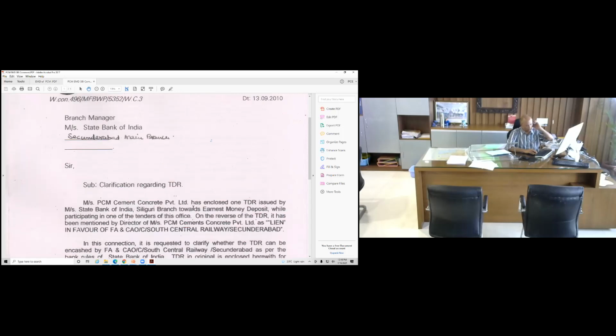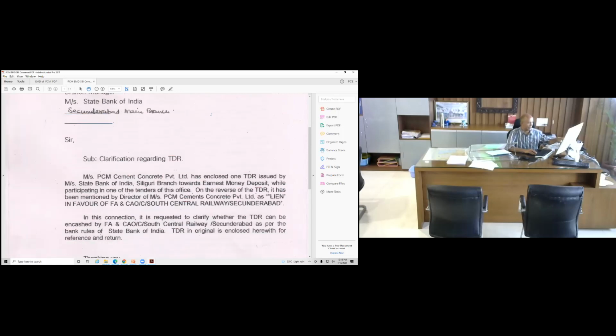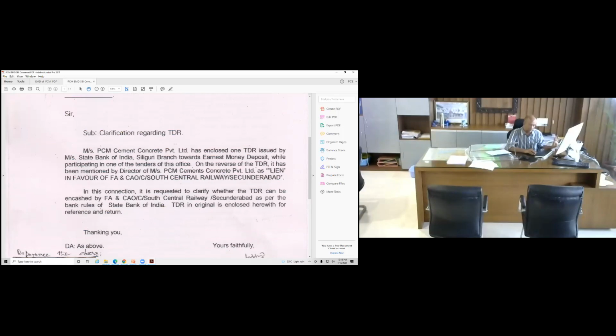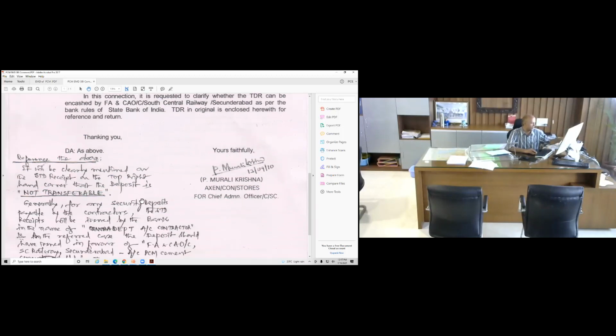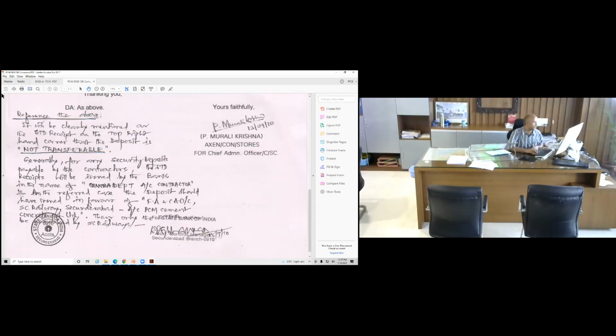So we wrote to the local branch of State Bank of India asking whether this TDR can be encashed by FNCO Construction, Southern Railway, or not. And whatever apprehension I had, it came through: the bank said that it cannot be encashed. Just go through the endorsement of the bank on this side. Normally it is written not transferable, and generally for security deposits it has to be FNCO or department and account contractor, which is not true in this case.